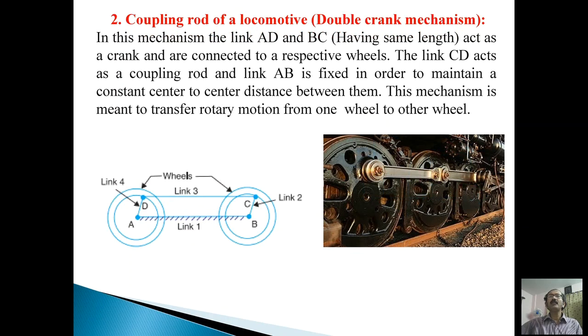Now the coupling rod of a locomotive, that is the double crank mechanism. In this mechanism, the links AD and BC, having the same length, act as cranks and are connected to the respective wheels. The link CD acts as a coupling rod and link AB is fixed in order to maintain a constant center to center distance between them. This mechanism is meant to transfer rotary motion from one wheel to another wheel.